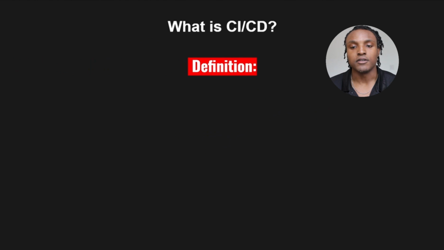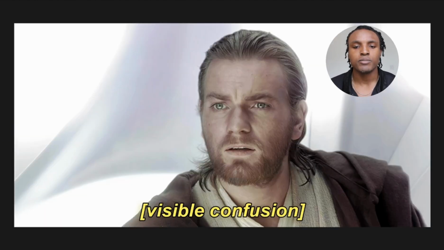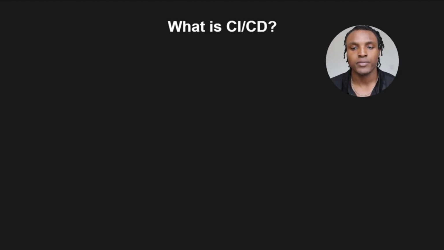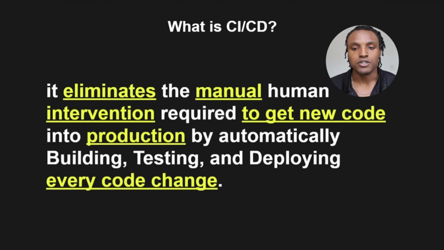So what is CI/CD? Let's look at the definition. CI/CD is a set of practices that automate the process of integrating and deploying code changes to production. But how does it speed up software development? CI/CD automates the software development process, starting from when code is committed to a shared repository. Plain and simply, it eliminates the manual human intervention required to get new code into production by automatically building, testing, and deploying every code change.